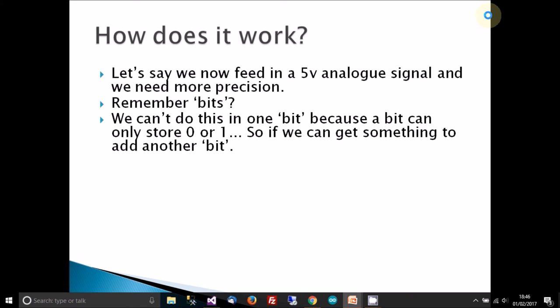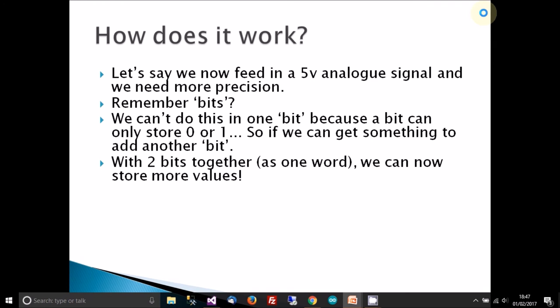Okay, so if we were trying to measure from 0 to 5 volts and we needed a scale, in other words, we needed to find out how much between 0 and 5 volts the signal being read in actually is, we can't do it with a bit because in a bit we can either store 0 or 1, so we can either store low or high. That's not going to work for measuring a voltage between 0 and 5. So what we can do is add another bit to it, so we've got 2 bits. So we've got 0 or 1, and we've got another 0 or 1. So we'll call this a word.